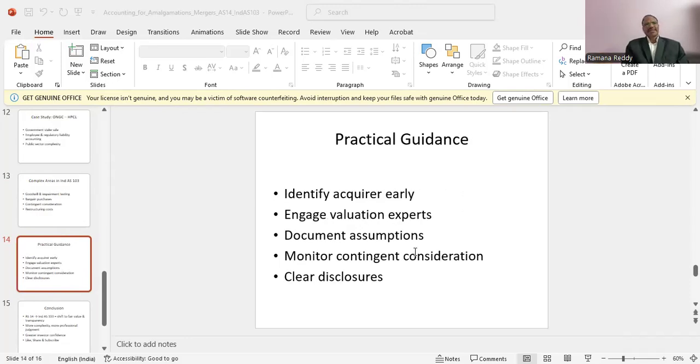Now the practical guidance is, first identify the acquirer and acquisition date. Engage valuation experts for fair value measurement. Document assumptions for goodwill and intangibles. Monitor contingent consideration terms post-acquisition. And ensure disclosures are clear, especially for goodwill impairment assumptions.